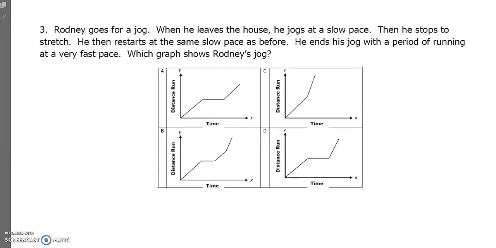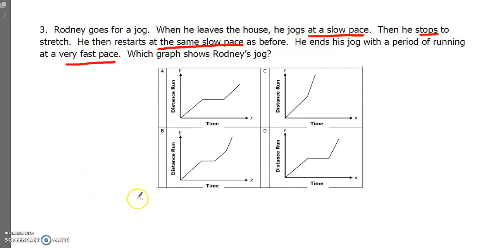Number 3 says Rodney goes for a jog. When he leaves the house, he jogs at a slow pace. Then he stops to stretch. Then he restarts at the same slow pace, and then he ends his jog with a period of running at a very fast pace. Which graph shows Rodney's jog? So we need to make sure that we see he goes at a slow pace, he stops, he's continuing at that same slow pace, and then he runs very fast.